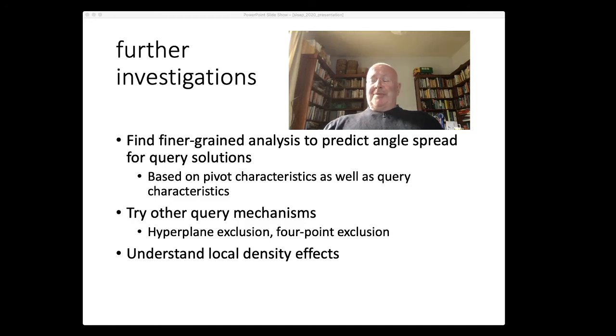We think there's a lot of potential using hyperplane exclusion, and in particular in spaces with the 4-point property. We think we have a much better view of what these angles can do to help us. And we generally want to understand the effects of local density and local intrinsic dimensionality far better in some of these high dimensional spaces, but we're not the only people who would like to understand these better.